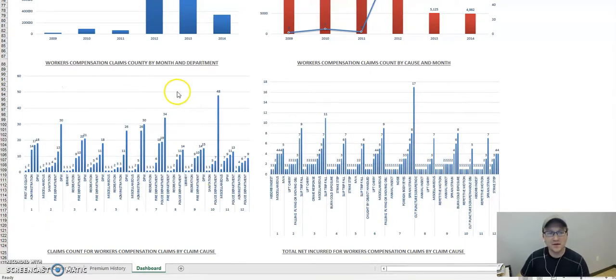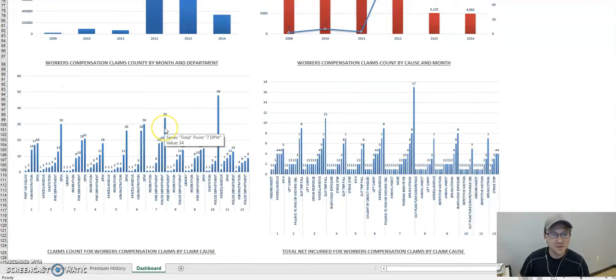What we're really trying to identify is how many claims we're having each month, whether we have any spikes, and then also how many claims by the type of cause we're having during those months. And you'll see some things that might make sense. This first one looks at claims by department by month, and you'll see that the DPW spikes to 48 in October. Again, that Superstorm Sandy dynamic.